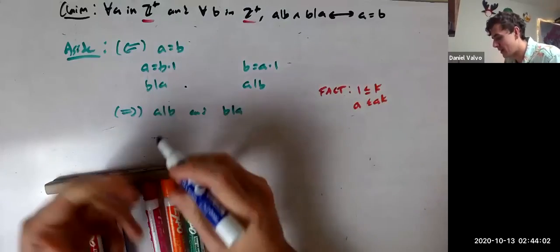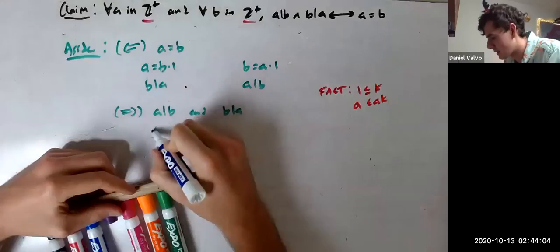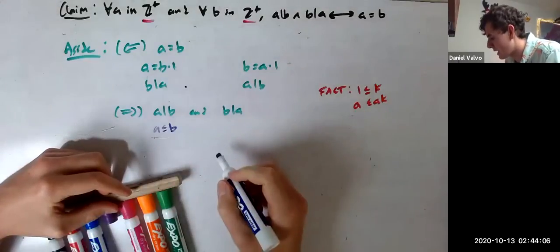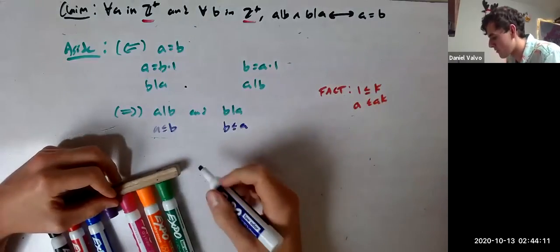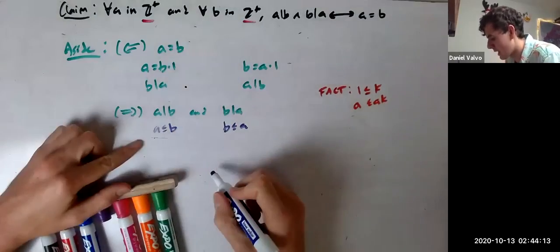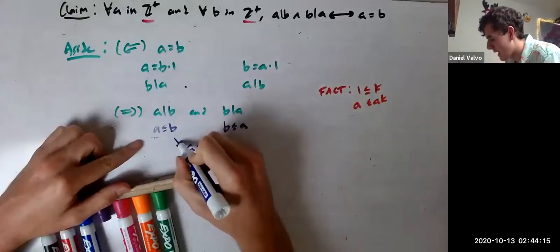A divides B. This should mean that A is less than or equal to B. And B divides A. This should mean that B is less than or equal to A. And once we prove that, well, if A is less than or equal to B and B is less than or equal to A, that means that A must equal B.